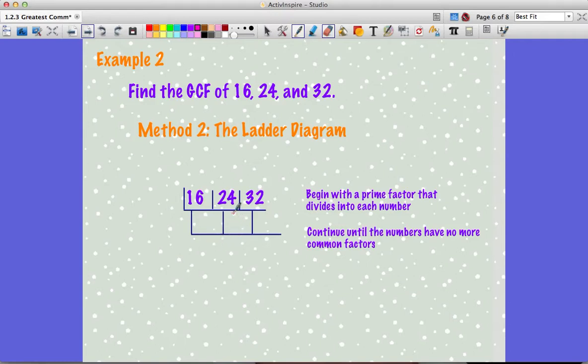All right, so I would like you to try on your own. I want you to find the GCF of 16, 24, and 32. When you come back, we'll go over your answer.